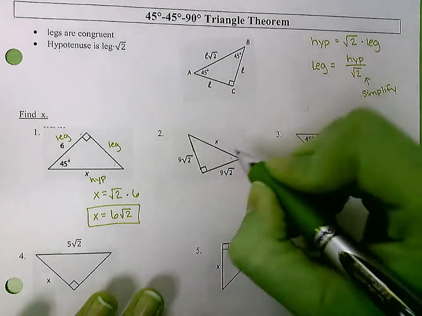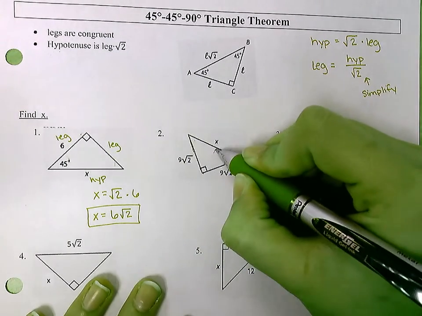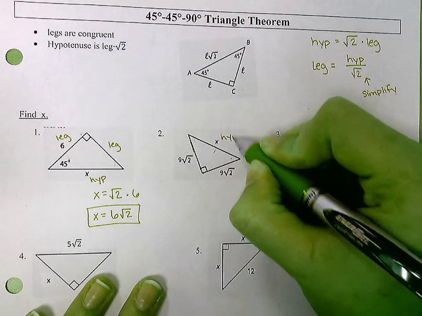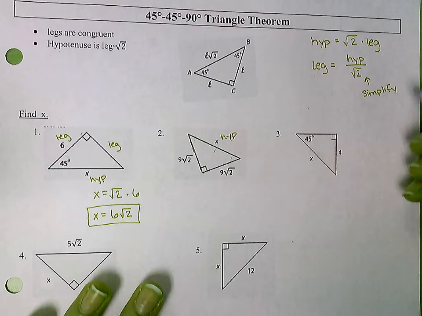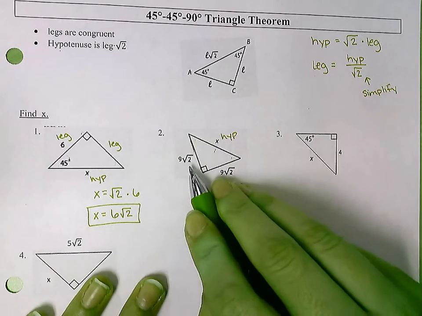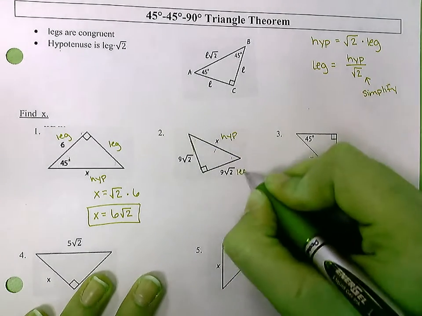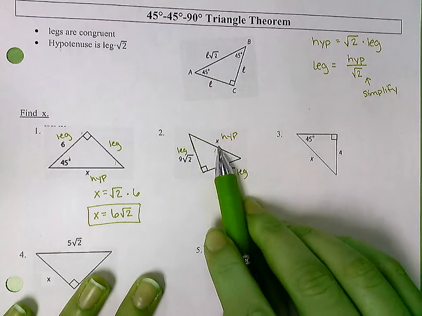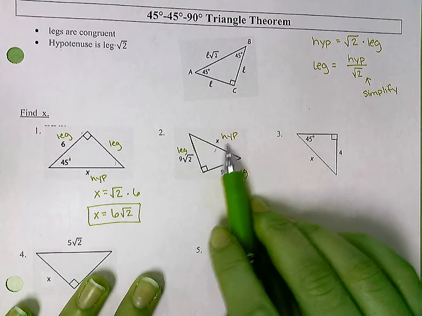So, from here, I'm going to label my sides. Opposite that 90-degree angle is the hypotenuse. Your other two sides then are the legs. My x value is where I labeled hypotenuse.